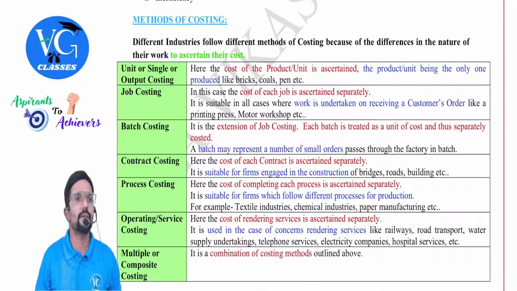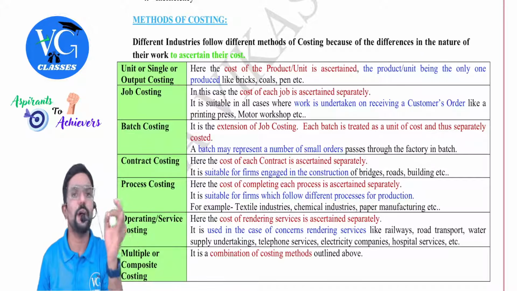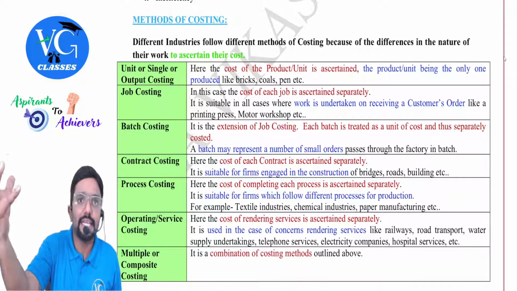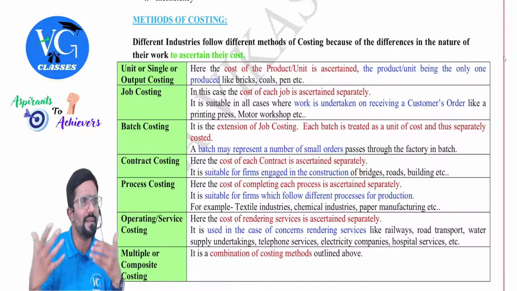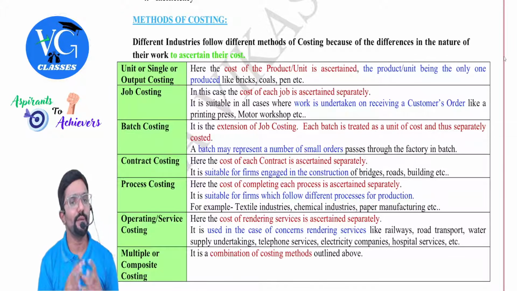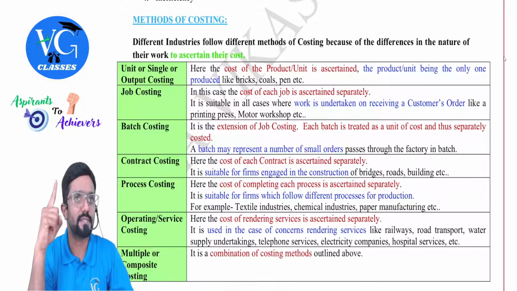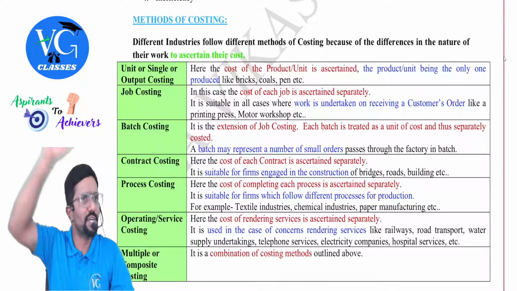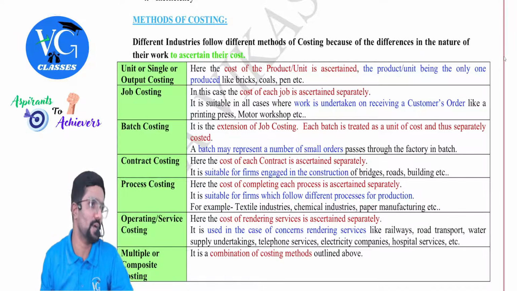I repeat once again, we use the method of costing for what purpose? To determine how much cost we have incurred. Depending upon what work I am doing or what I am manufacturing, I can select the suitable method of costing for my company. It is optional for me. Whichever I want, I can choose. First one, unit or single or output costing. When I am producing one product on a continuous basis, then it is better to adopt the unit costing, where I will calculate first the total cost of my production divided by the number of units, and you will get the cost per unit.